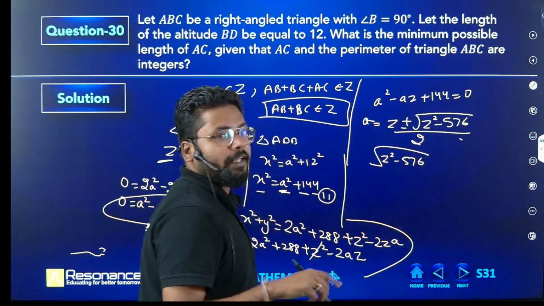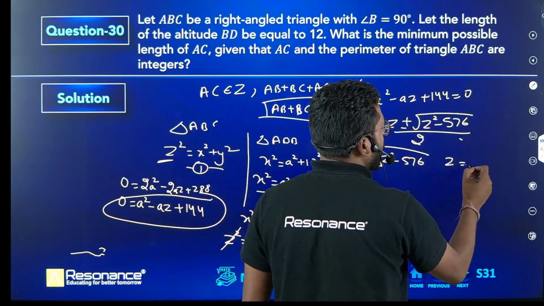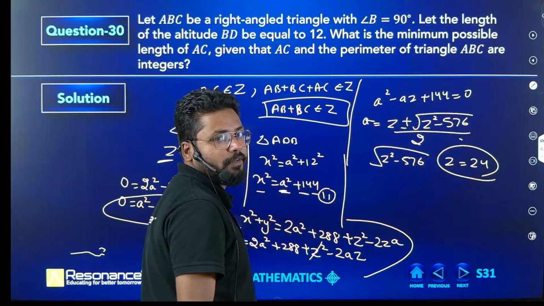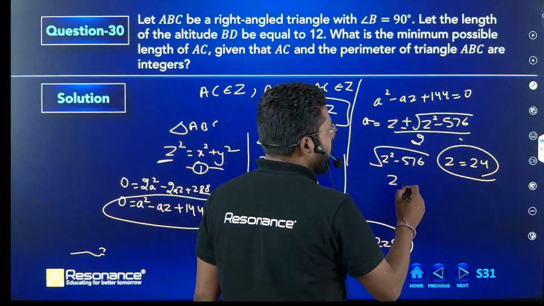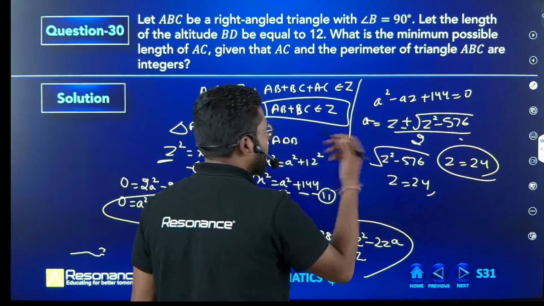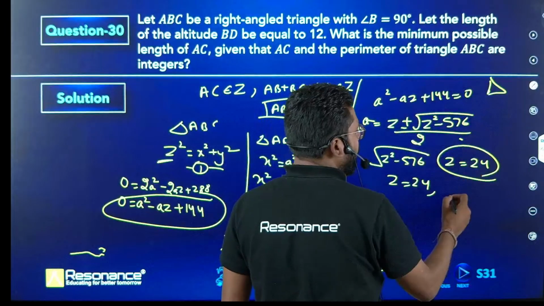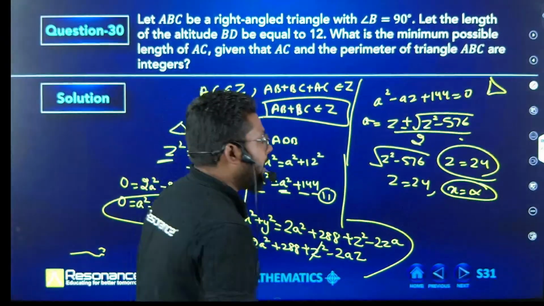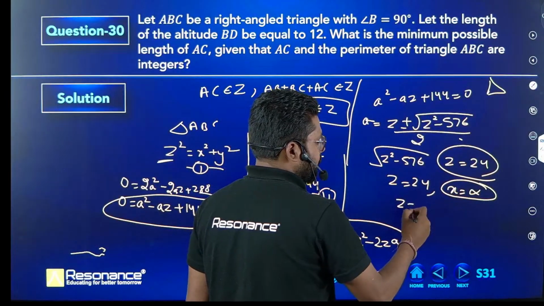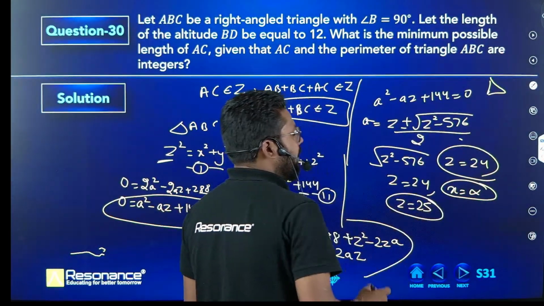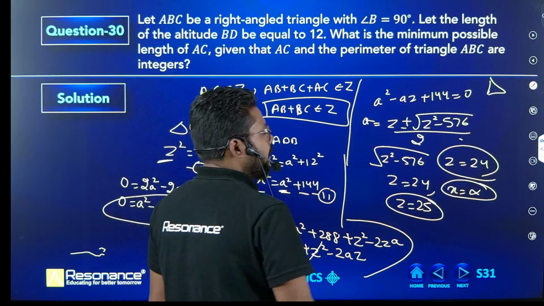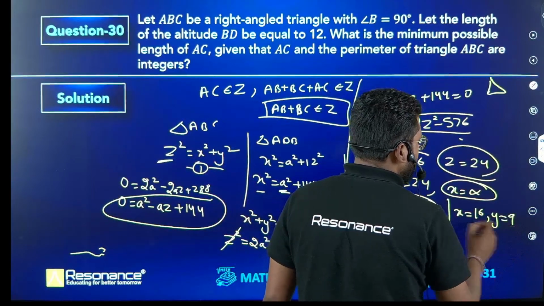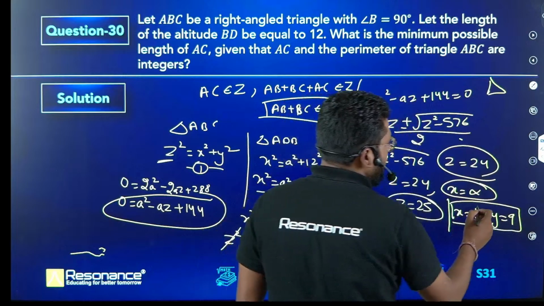So the minimum value z can take first is 24, because 24 square is 576 and 576 minus 576 is 0. So if we take z as 24, then we will find that the other sides in the triangle are not integers. But if you take z as 25, then we will find that x will be 16 and y will be 9.